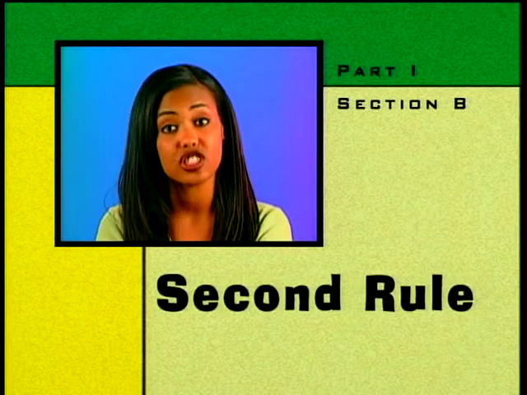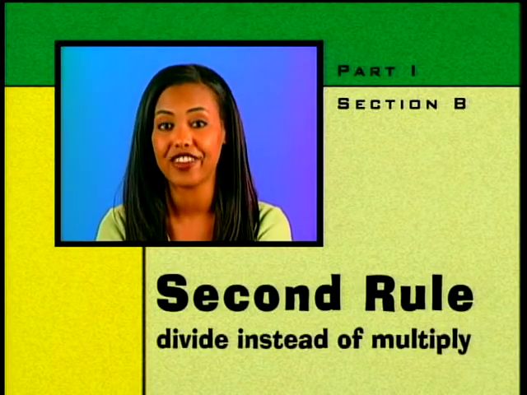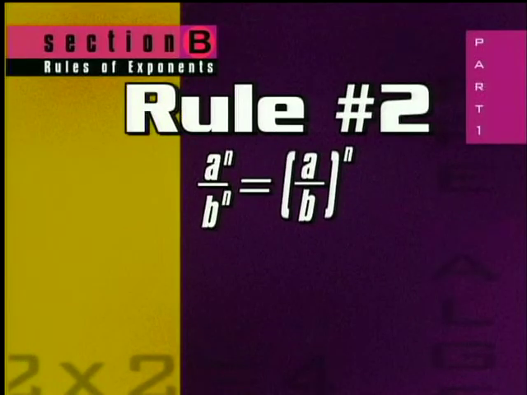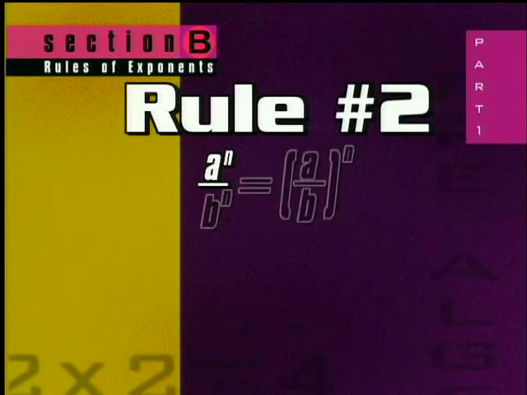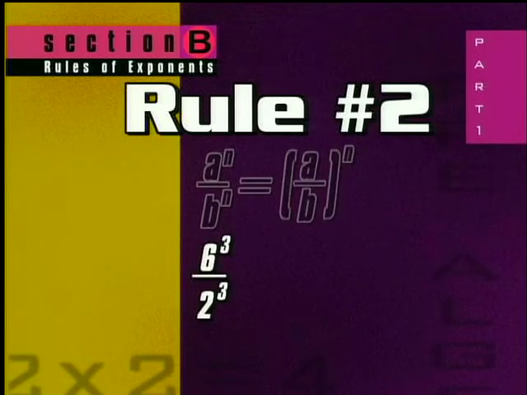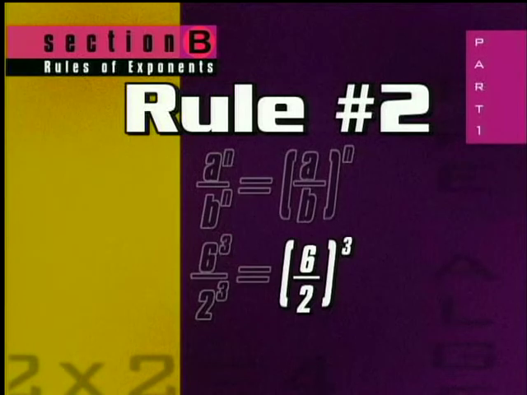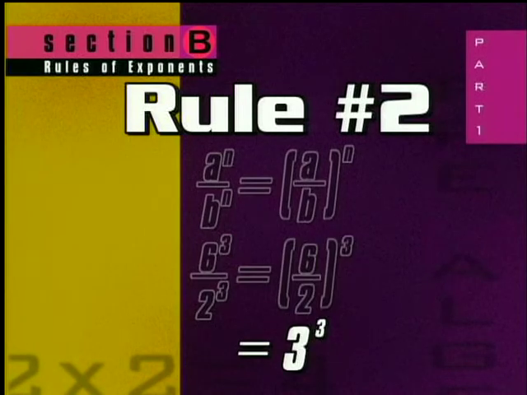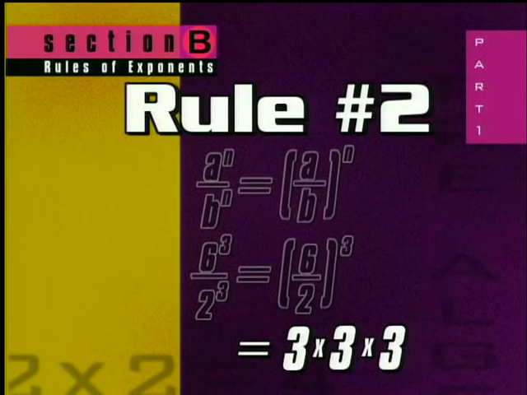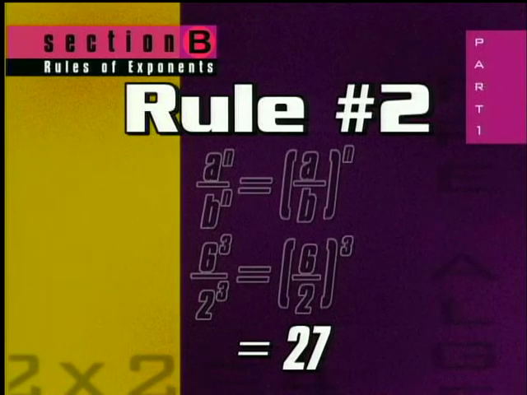The second rule is just like the first, only this time we're going to divide instead of multiply. Check it out. We use rule number 2 when we're dividing two numbers that have the same exponent n. It states that a to the nth power divided by b to the nth power equals a divided by b to the nth power. So here, 6 cubed divided by 2 cubed would equal 6 divided by 2, all cubed, or 3 cubed. We simply divide the base numbers and use the common exponent. Then, if we multiplied our answer out, we'd have 3 times 3 times 3, which equals 27.